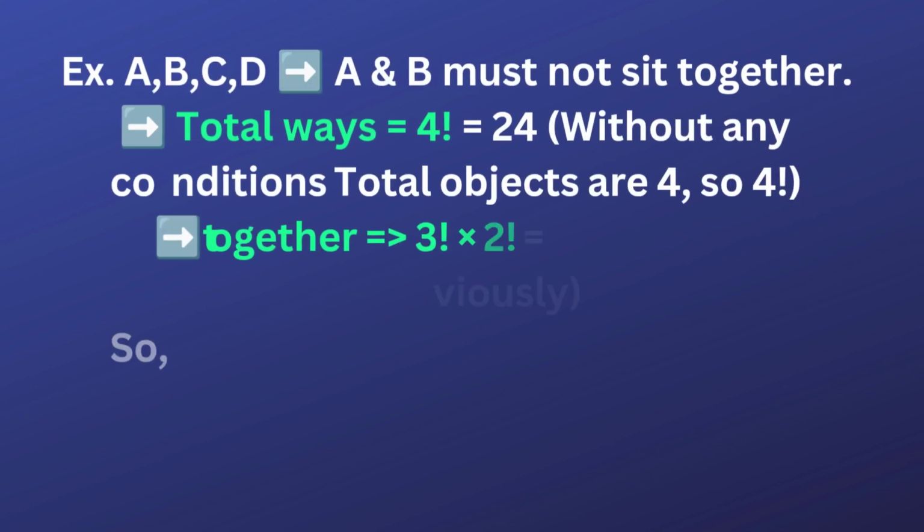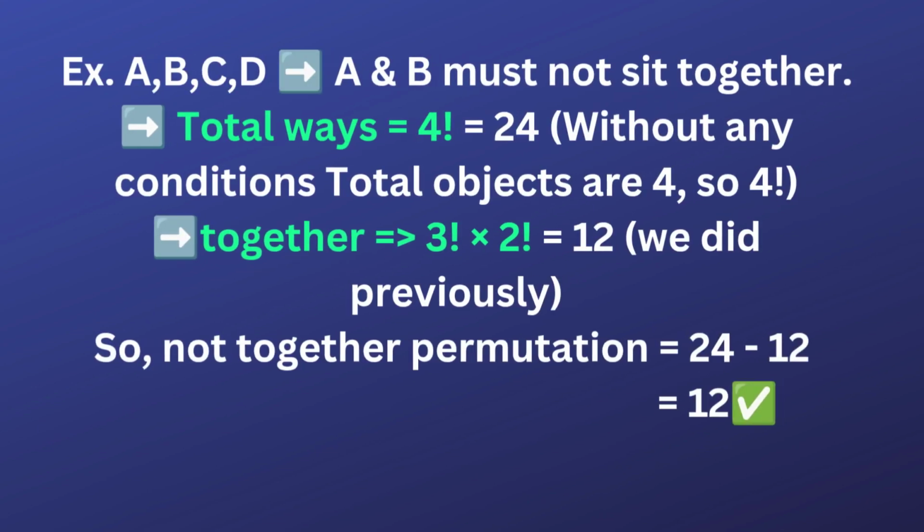Example, arrange A, B, C and D such that A and B must not sit together. Here the total arrangement is factorial 4, where no conditions are applied. Then the together permutation is 12, which we solved earlier. So the not together permutation will be 24 minus 12, that is 12 ways.